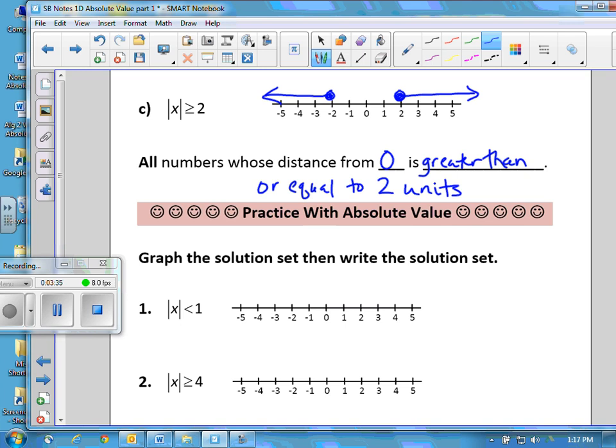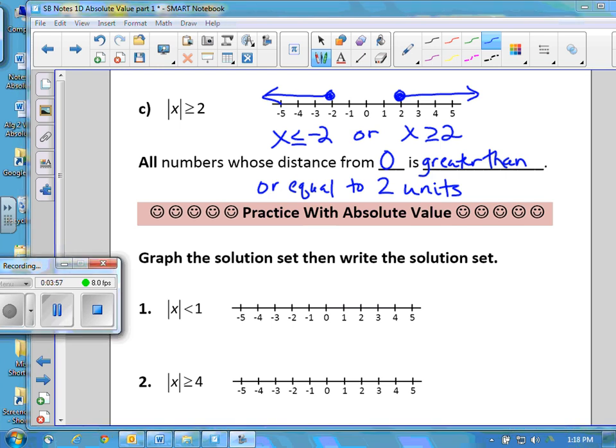I cannot write that in a single combined inequality because I have 2 separate pieces. So the way we write that solution is this half is read x is less than negative 2, or x is greater than or equal to, or equal to on both of those, 2. Now I want you to stop the video and go do the first 4 practice problems. Once you have those 4 completed, turn the video back on and check them.